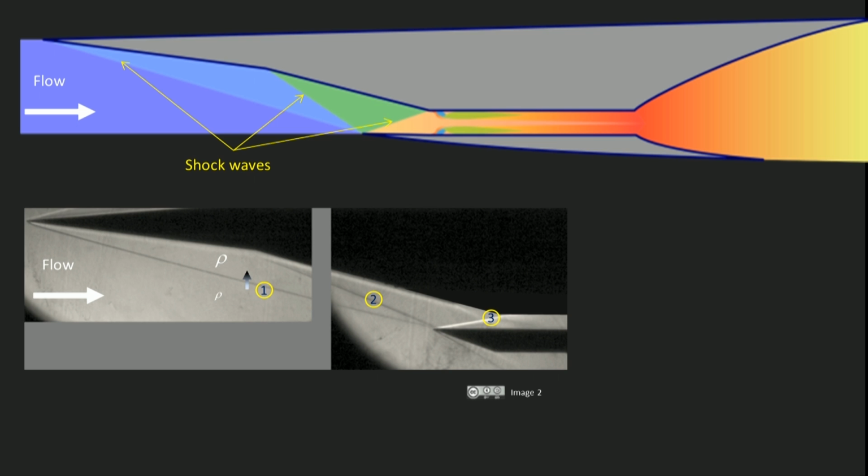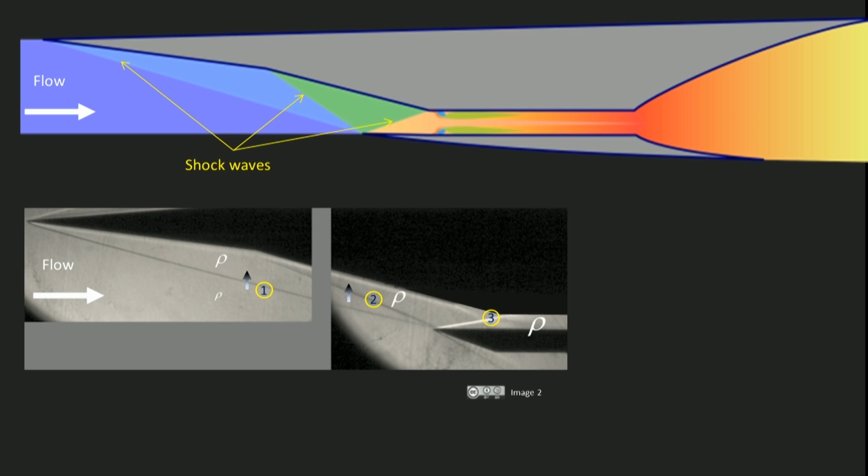The same sort of thing happens across the second shockwave. The density downstream of the second shockwave is larger than the density behind the first shockwave, indicated again by a larger symbol for ρ. So again, the density gradient is positive in the vertical direction, and the shockwave appears as a dark line in the Schlieren photograph.